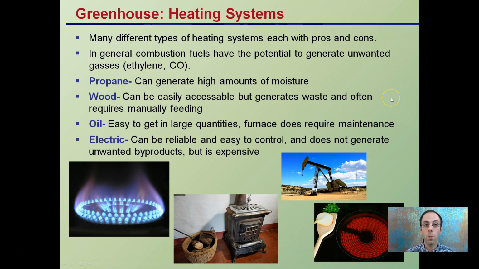Now, heating systems, there's many different types of heating systems. Original and general combustion fuels have the potential to generate unwanted gases such as ethylene, which can affect ripening, and carbon monoxide, CO. Propane generates high amounts of moisture. Wood can be easily accessible but generates waste in the ash and often requires manual feeding. Oil is easy to get in large quantities, but the furnace does require maintenance. Electric can be reliable and easy to control, and doesn't generate wasted or unwanted byproducts, but can be very expensive.